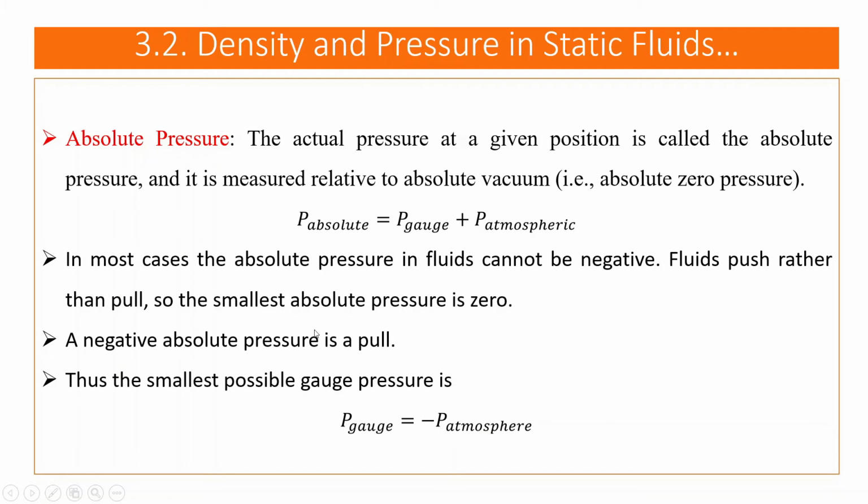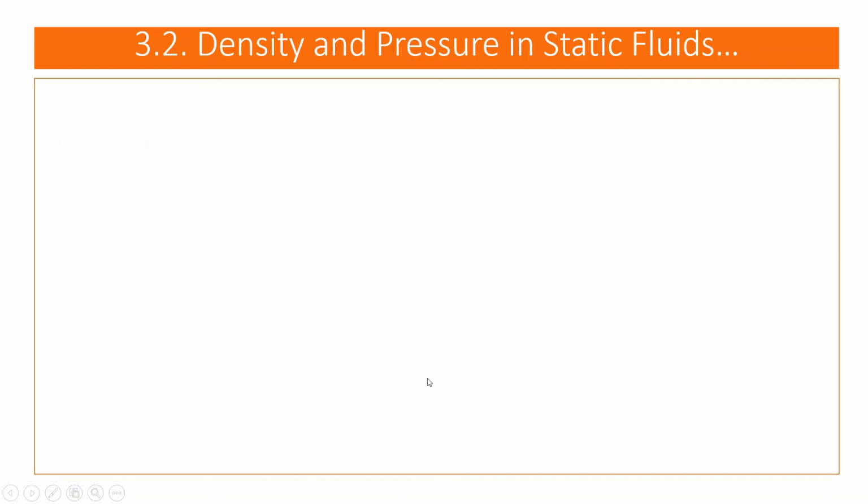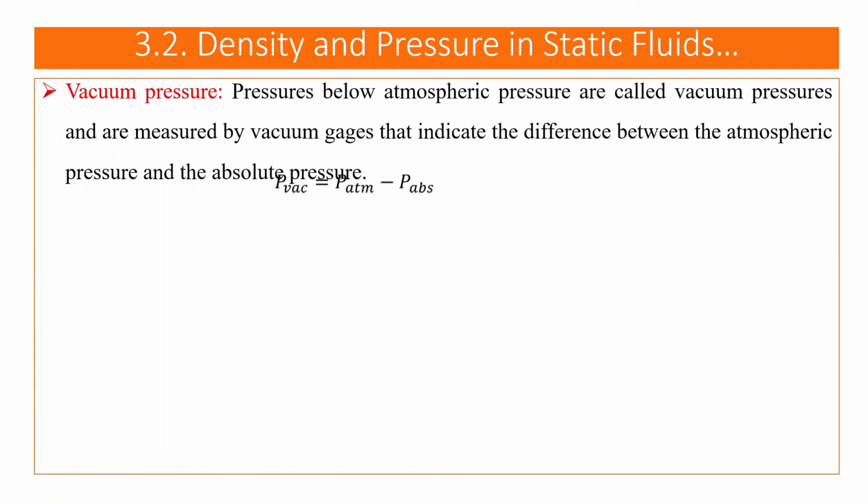So this is what we have regarding the pressure of the gauge and pressure of the atmosphere. The other one that we have is the vacuum pressure. It's the pressure below the atmospheric pressure, called vacuum pressure, and is measured by a vacuum gauge. That indicates the difference between atmospheric pressure and absolute pressure. So pressure of vacuum is equal to pressure of atmosphere minus the absolute pressure.